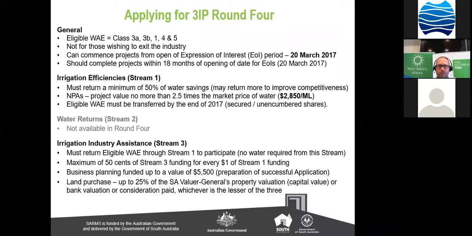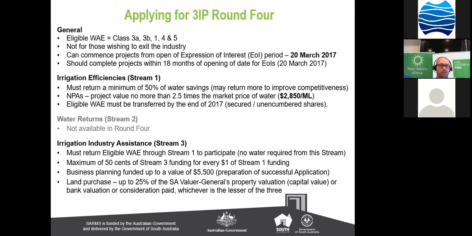There's no water returns Stream 2 funding available for this round. And Irrigation Industry Assistance Stream 3 is available, but you must obviously be returning water in order to get access to that funding. And the limitation is that you can access 50 cents of Stream 3 funding for every dollar that you're asking for through Stream 1. Now, that ultimately means that you can go above an average price of $7,125 per megalitre. That's fine. You can go above that. We're giving people the ability to do that because it is a competitive process.